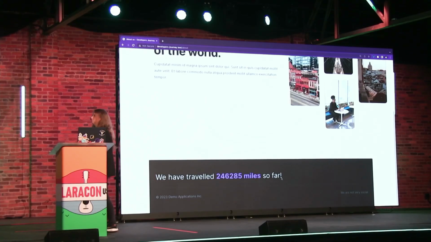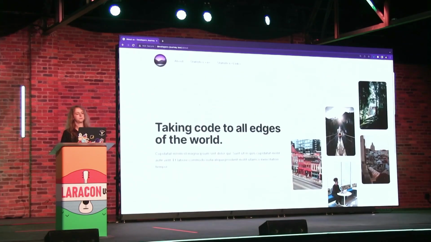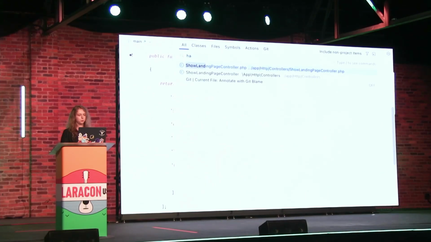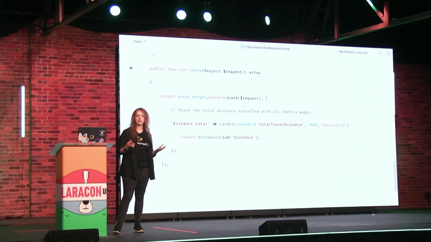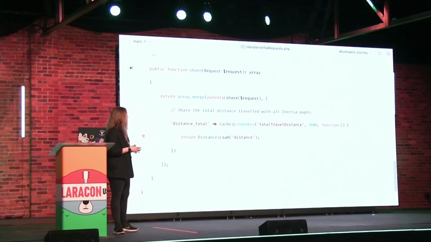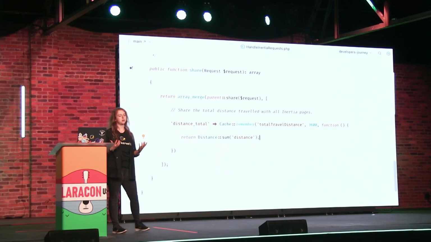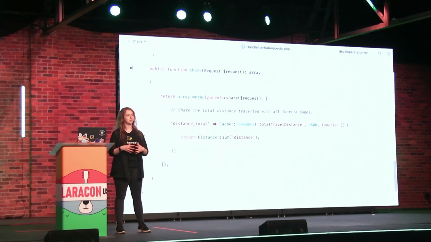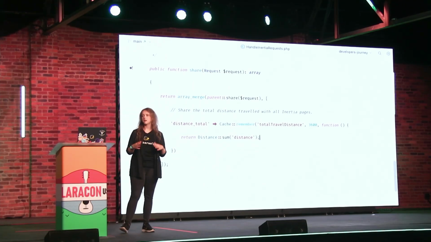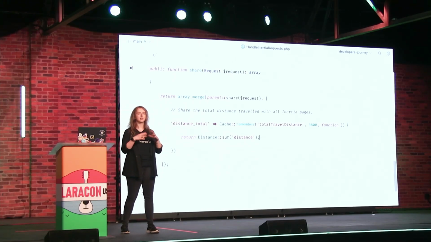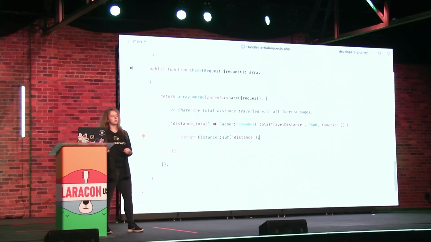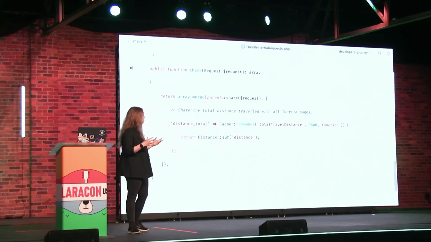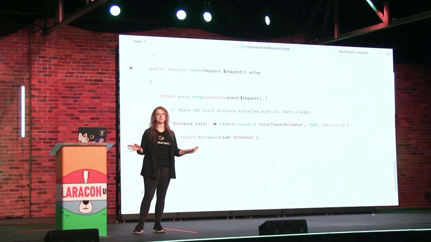I could do a custom middleware for that, which is pretty much what we can do with Inertia. Inertia comes with the HandleInertiaRequests middleware. This middleware is taking care of a few things, for example, asset versioning, but it also provides the share method. And this share method allows us to share data with every page, regardless of where we are in our application. So in this example, I just summed up the distance data from the database, put it into a cache, gave it a key, that's it.